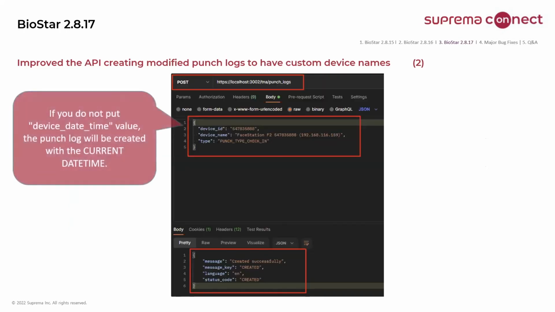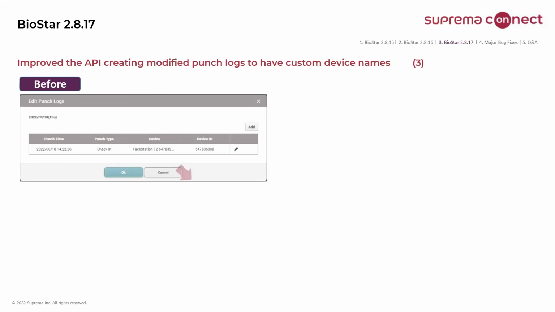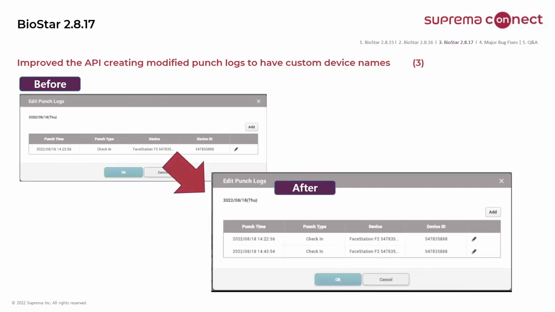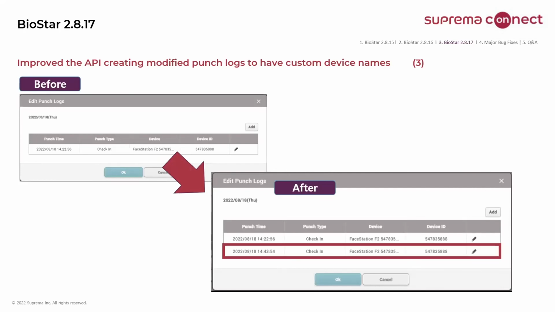Let's find out with a sample. This is an example of running the TA punch log API in Postman. I'm generating the punch log through the API manually. The sample on the screen does not have a parameter called device datetime. If you do not enter the device datetime in this way, the current time when the API is executed is automatically entered. Before running the API, only one punch log was checked. However, after manually creating a punch log through the API, you can see that a record containing punch type, device name, and device ID information was created as I entered.